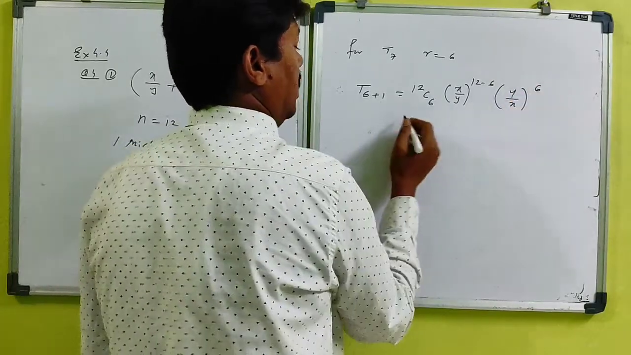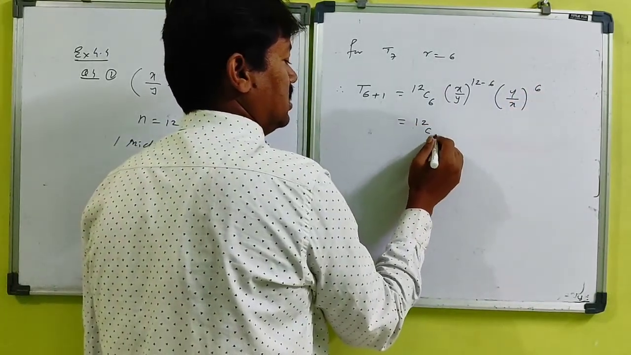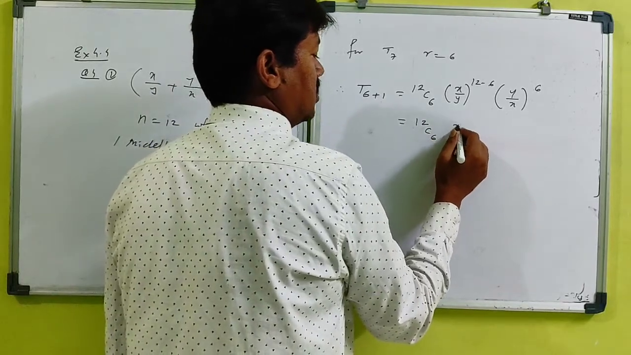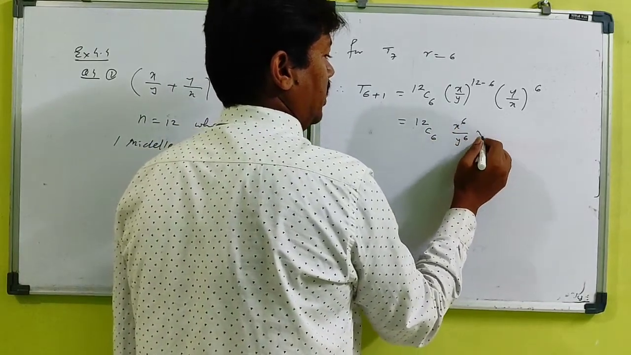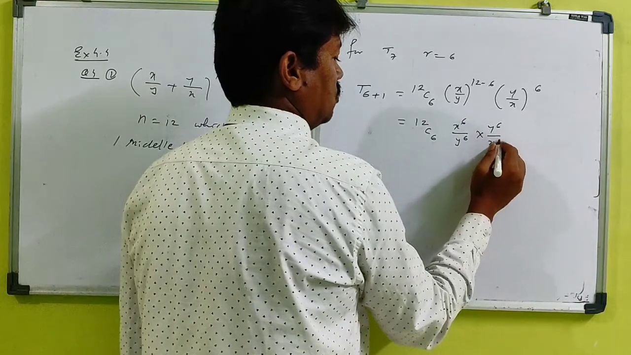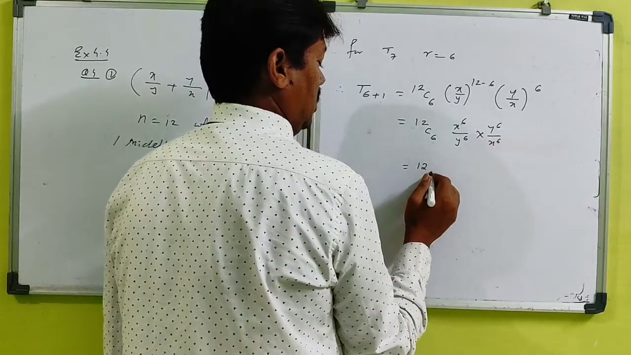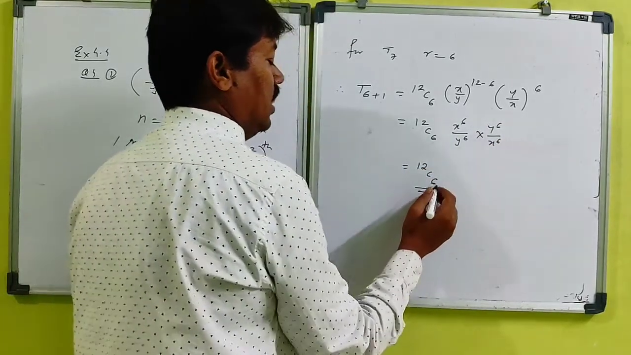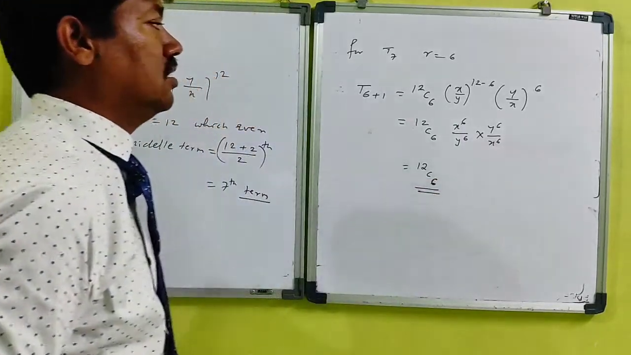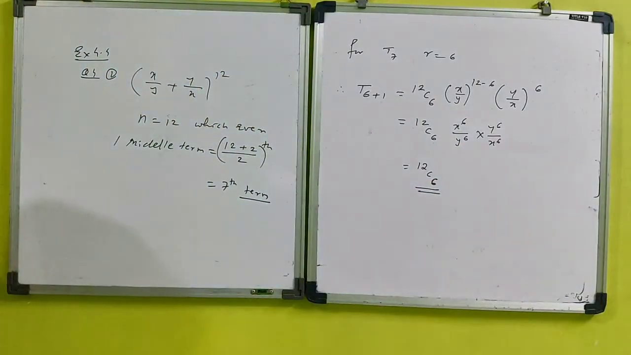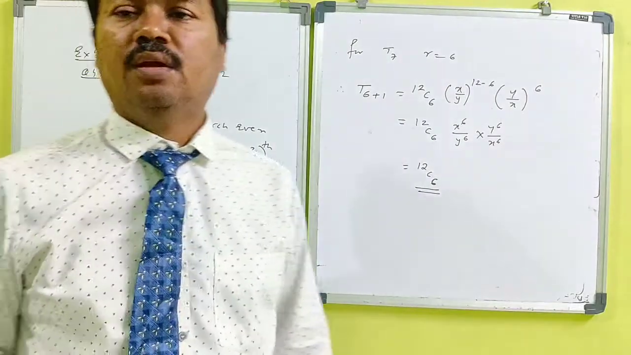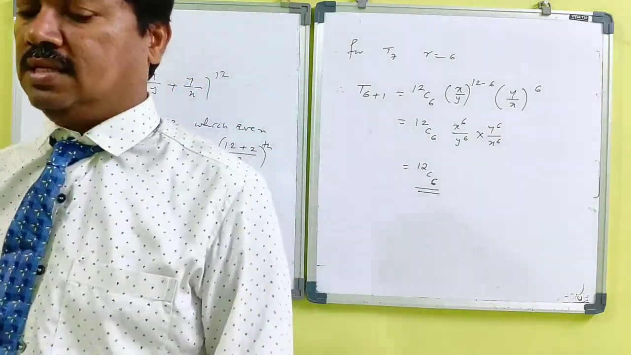So that is 12C6 x^6 y^6 y^6 x^6, so the answer is very simple. Your answer is 12C6. You can calculate the value of 12C6 if you want, but the answer here is 12C6.